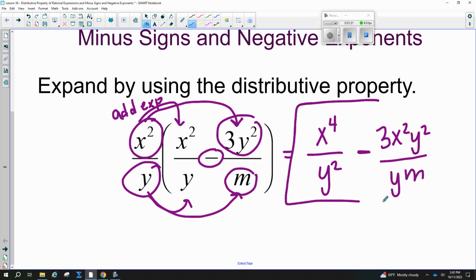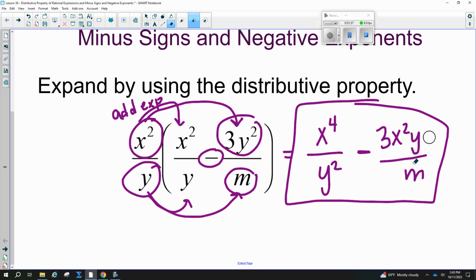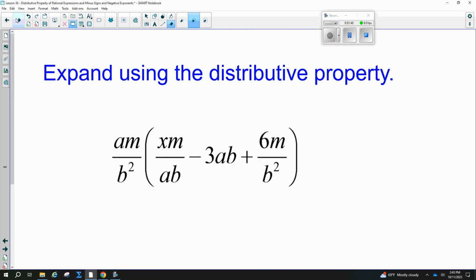All right, and then if something simplified, you should simplify it, like actually right here. So I have a y squared over a y to the first. So you want to subtract exponents. You have 2 in the top and 1 in the bottom, which leaves you with 1 on the top. So simplify within each fraction as you go. All right, let's try another one.